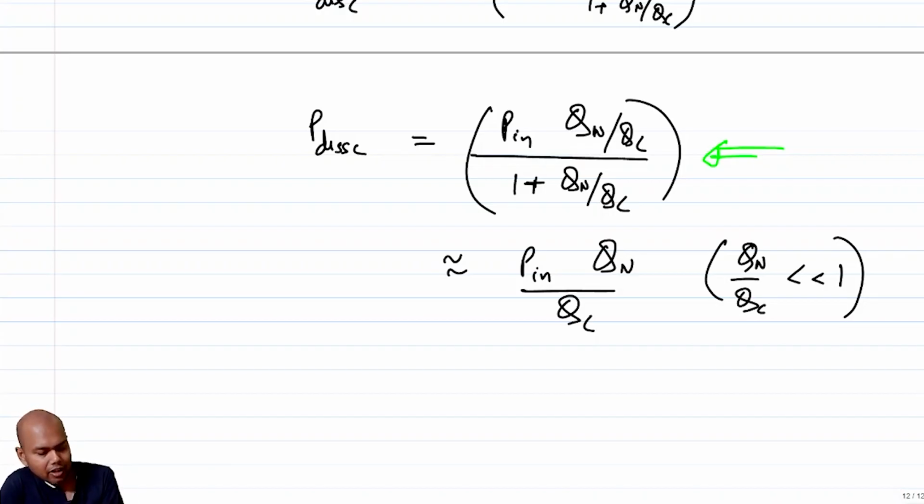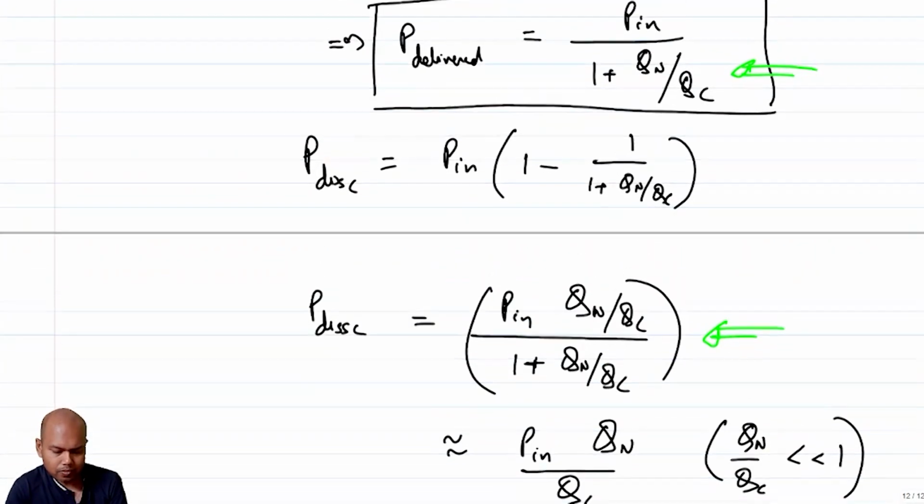Because you can right away see here that if the component Q is the same as the network Q, then you can readily lose like half the power, right? So that's probably not something that we would be happy with.